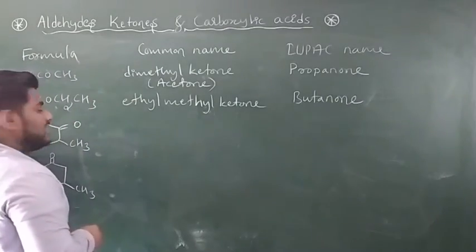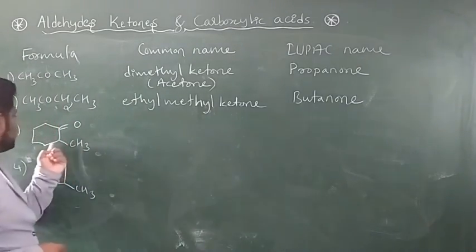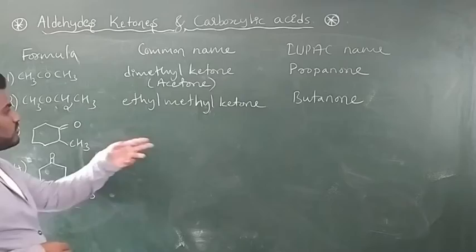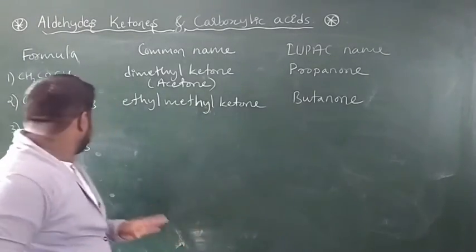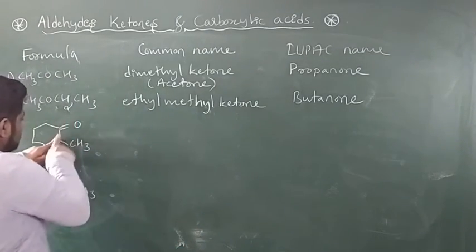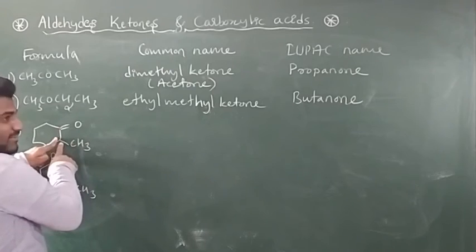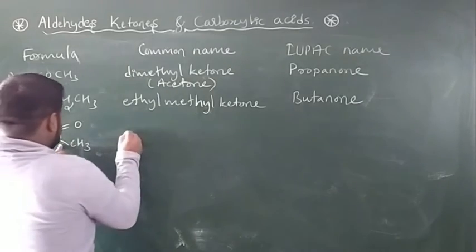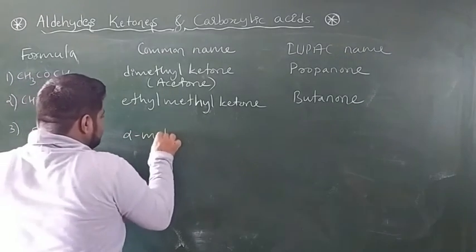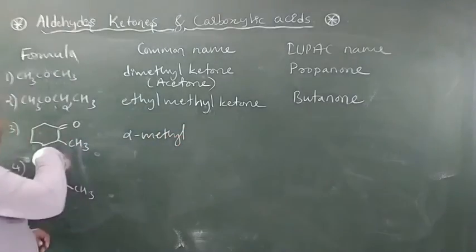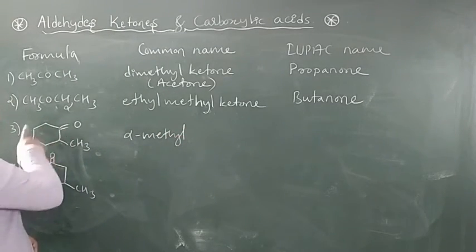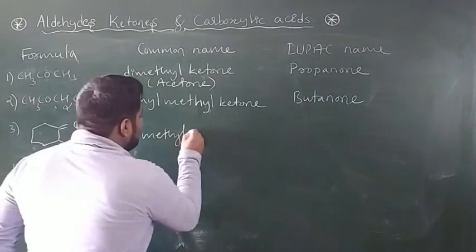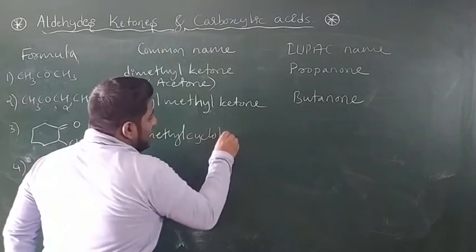Next one, third one, carefully see here, guys. Here a cyclic ring is there, so we have to add the word cyclo. That's it. Carefully see here, 1, 2 means an alpha carbon atom is there. So we can call it alpha methyl cyclo, 1, 2, 3, 4, 5, 6, 6 carbon atoms are there. Alpha methyl cyclohexanone.